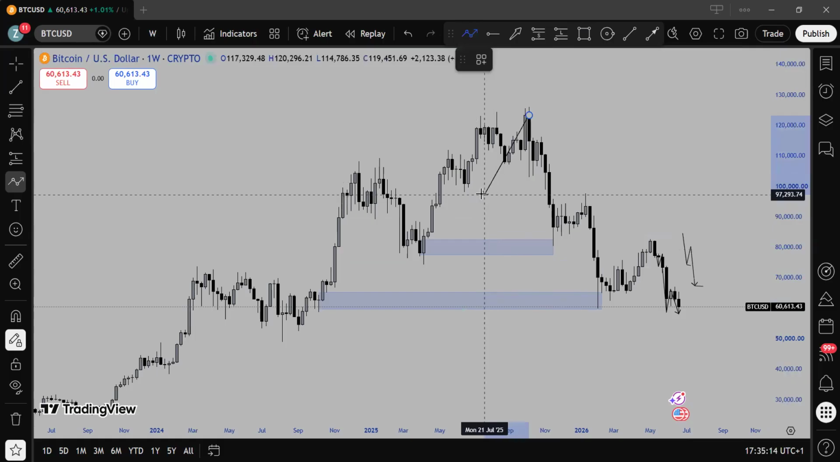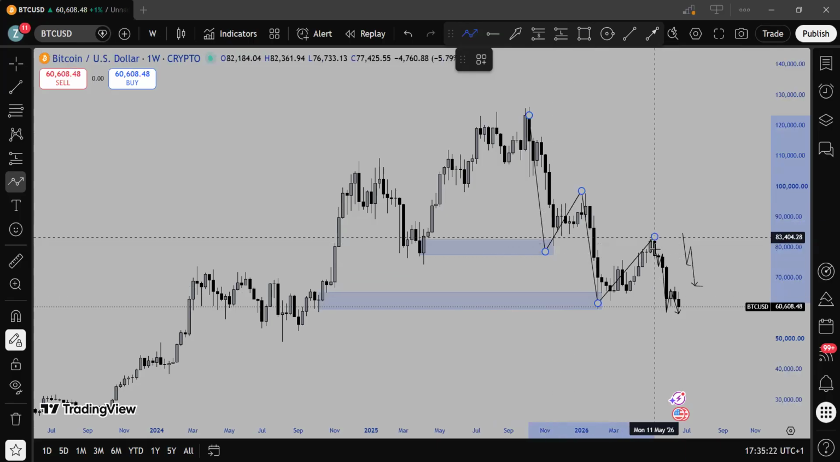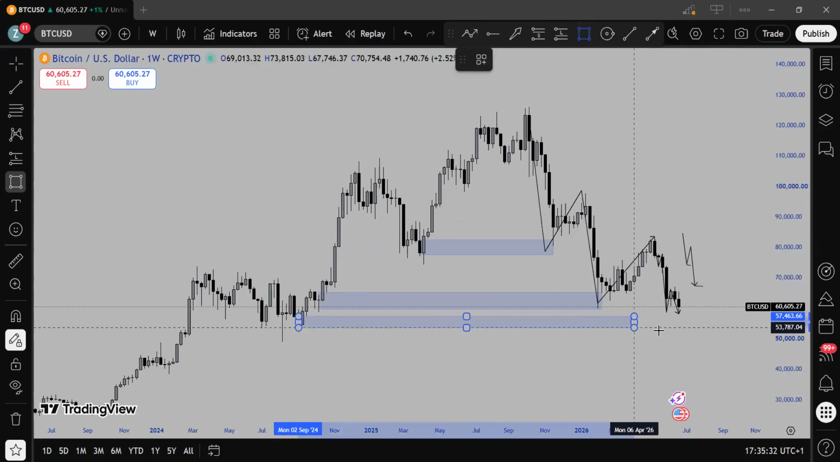You see, impulsive move to break this low, and then correction move. Another impulsive move to break this recent low, and then what? Correction move. Now we have another impulsive move that breaks this recent low. This is the target of the impulsive move, right? And then if you can see clearly, we have a weekly order block right here that the market is reacting from.